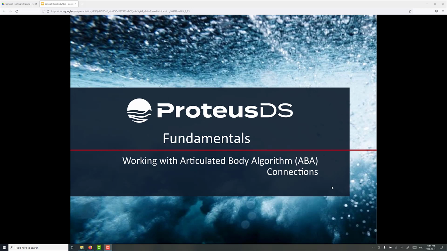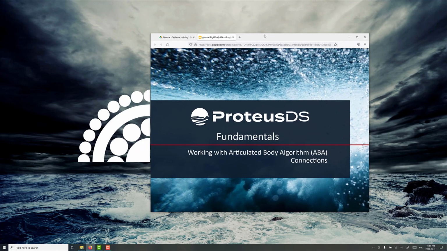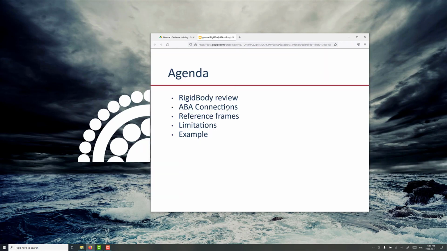In this ProteusDS training session, we're going to talk about fundamentals of working with ABA connections with rigid bodies. What we're going to cover is a review of rigid body and rigid body reference frames. We're going to talk about what ABA connections are all about and get into more details with reference frames, and in particular the joint reference frames. We'll talk a little bit about limitations with this and then go over an example.